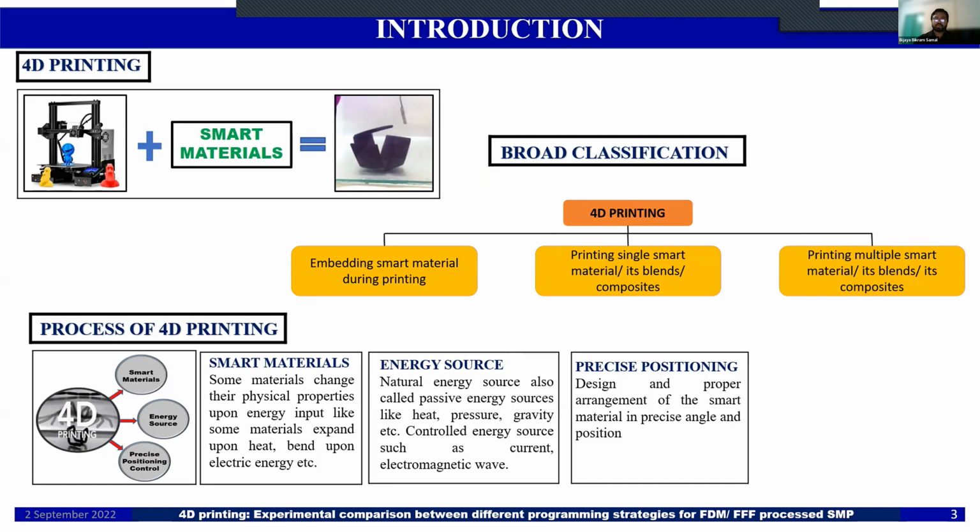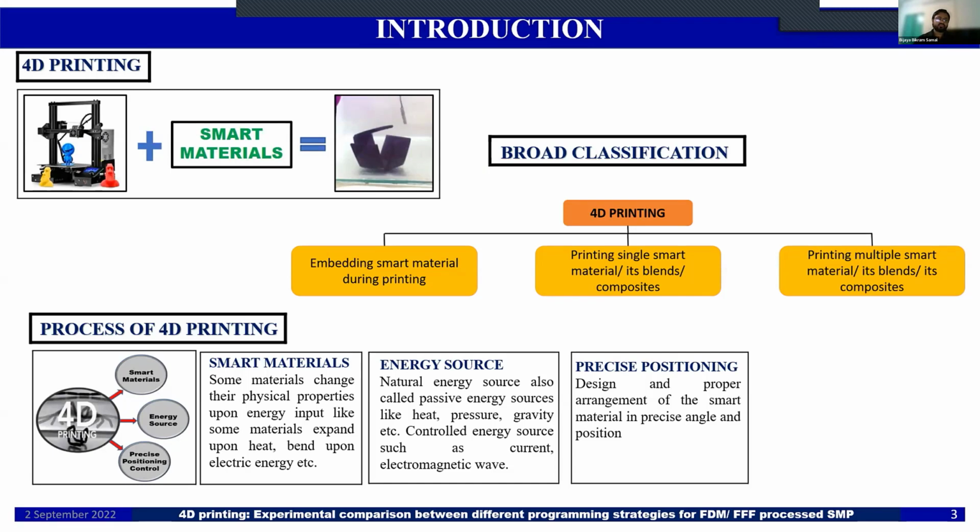So coming to the broad classification of 4D printing as per the literature that I have seen, the first one is the embedding of the smart material during printing. The second one is the printing of a single smart material, its blend or its composite. And the third one is printing multiple smart materials, their blend or composite.